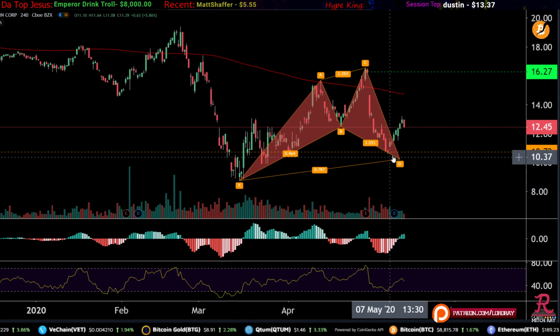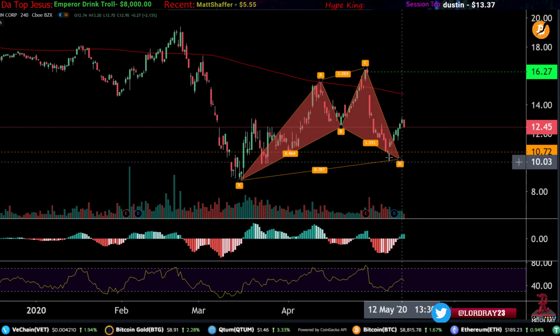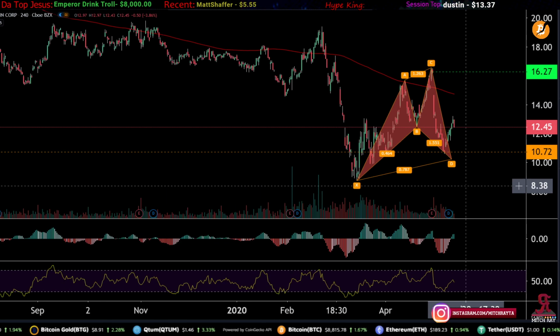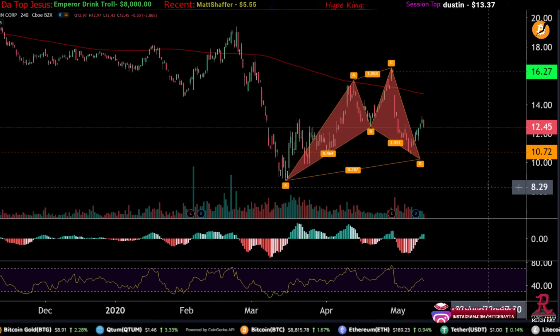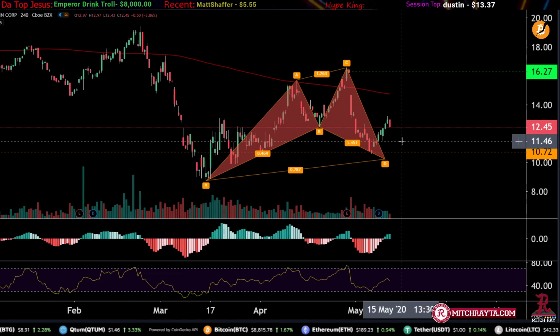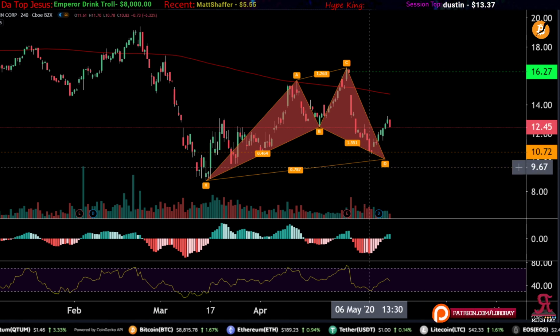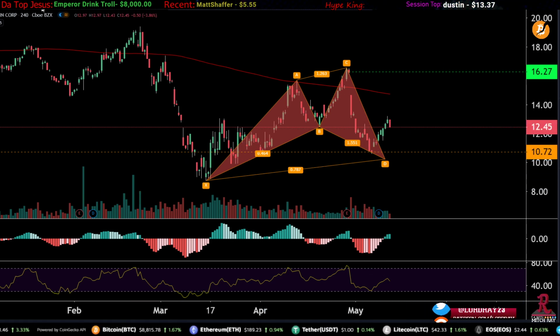You didn't quite get to the 786, you were very, very close. The morning star gapped up and you went. So that's all you got. It was kind of near a PCZ area, right? And it reversed. Now we go to the weekly.